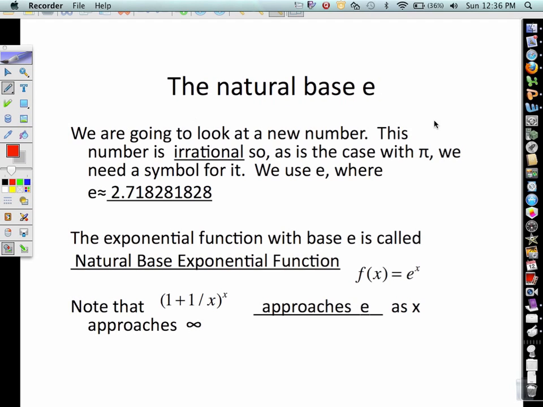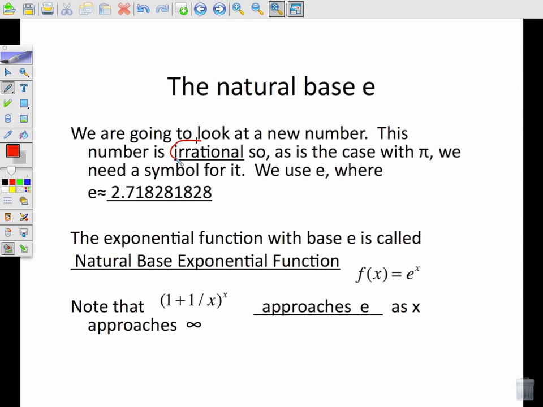This number is irrational. If you remember what an irrational number is, it's a number that does not terminate or repeat. As we consider the case with pi and other symbols like that, we use the symbol e here for this natural base e number, and the number is approximately 2.718 and so on. Similar to 3.14, it's another number, the number e. And we're going to go ahead and see where that number is generated from.